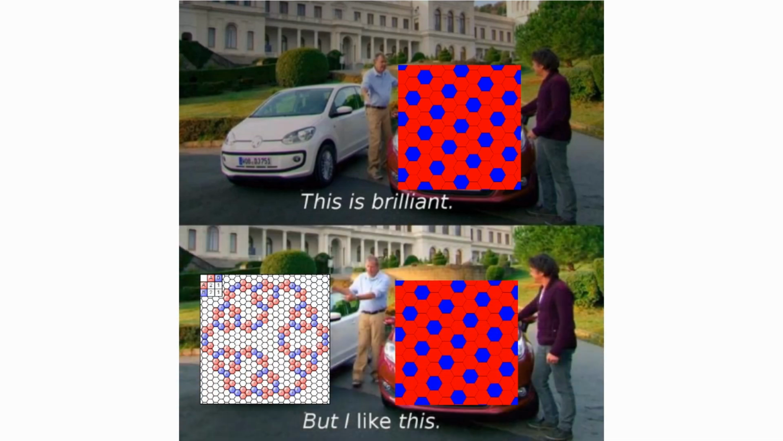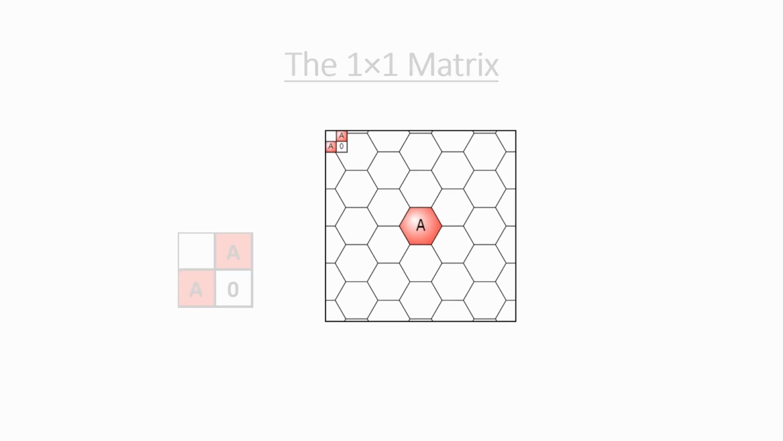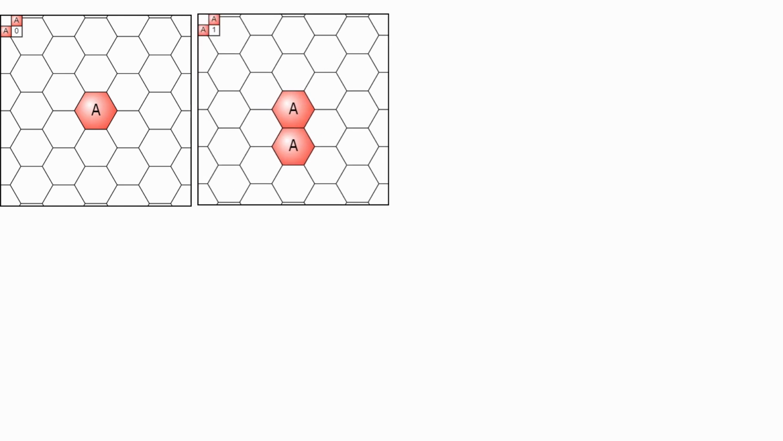To better understand what lies behind these structures, let's take a step back. Specifically, let's consider a single color and set the matrix value to 0. This means we place one red hexagon and no other hexagon can be placed in an adjacent position. Now, let's consider the next possibility, where the matrix value is 1. We place another tile next to the existing one.